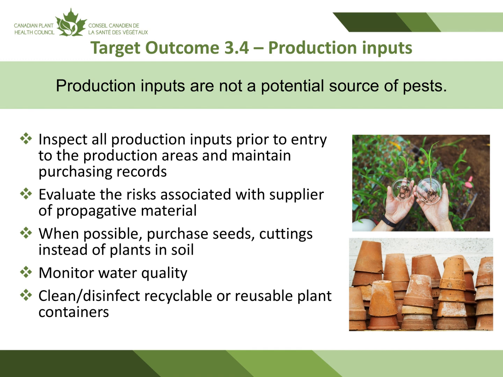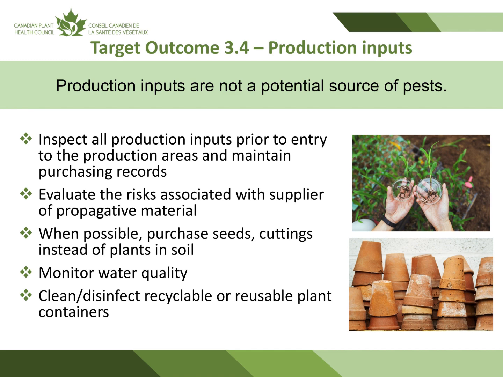Receiving inputs such as propagated material, soil, growing media, water, or packaging material has the potential to introduce pests to the place of production. A key farm operational management biosecurity measure is to ensure production inputs are not a potential source of pests. Biosecurity measures can include inspecting all production inputs for signs of pests prior to entry to the production areas, and if pests are present, inputs are disposed of or cleaned and disinfected. Maintaining purchasing records of the source of a production input, number of plants, and date planted can be important when responding to a pest detection.